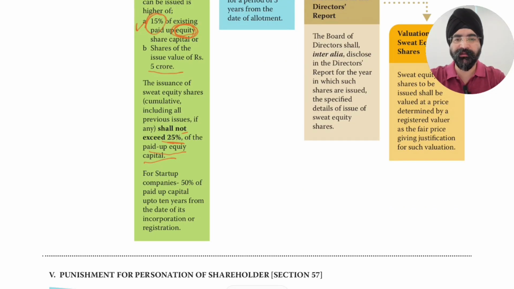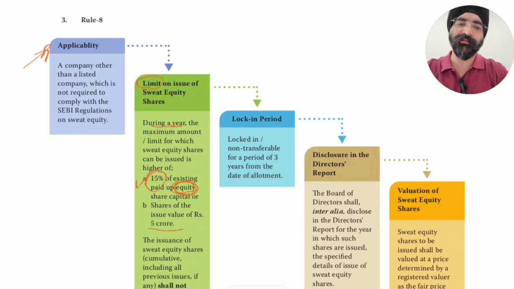For startup companies, it is 50% of paid up capital up to 10 years from the date of its incorporation or registration. Startup company means one which is registered as a startup. Then it can exceed the 25% limit and have a limit up to 50% of paid up capital. Okay, not equity, paid up capital, up to 10 years from the date of its incorporation or registration.